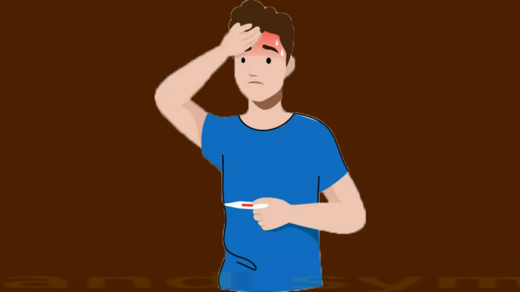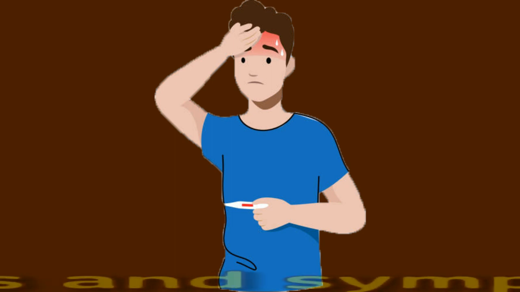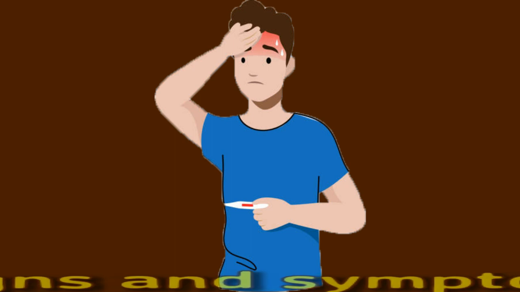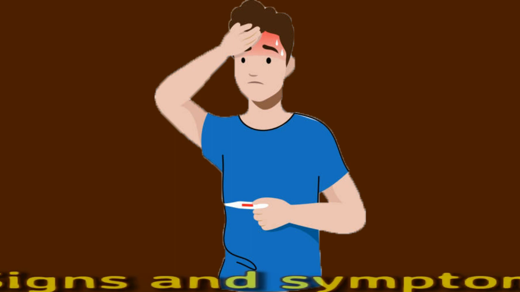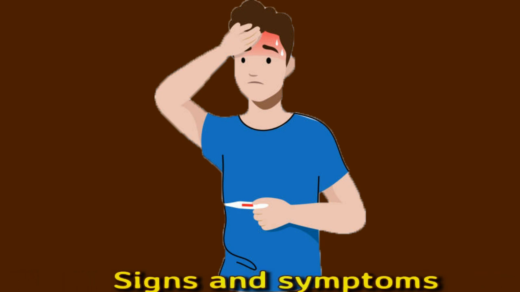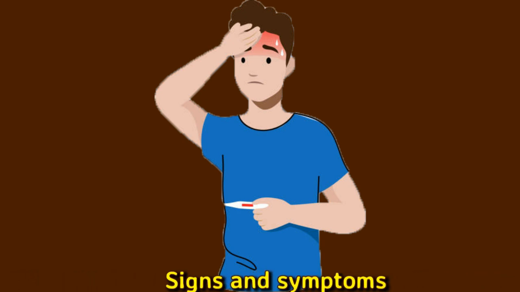Signs and symptoms of adrenal gland inflammation. The symptoms of adrenal gland inflammation depend on the underlying cause. One common cause is infection. Signs and symptoms of infection may include fever, chills, difficulty breathing, abdominal pain, cough, sore throat.